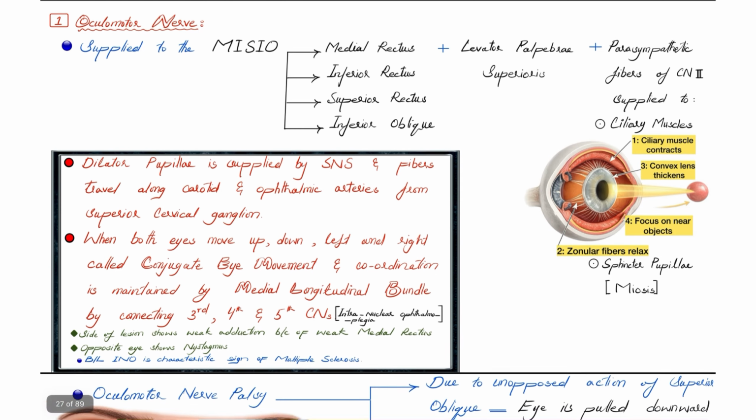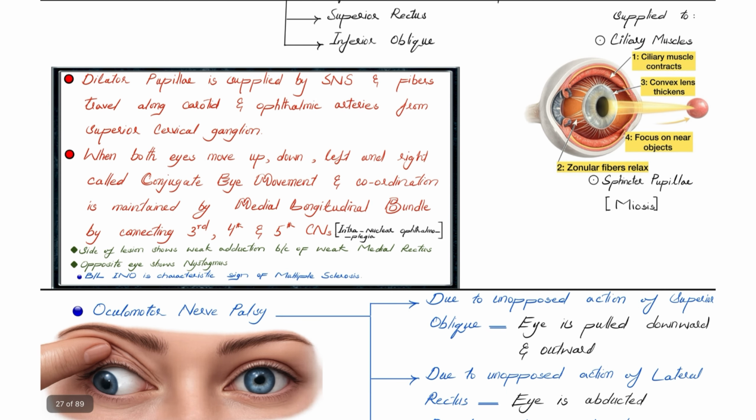Now, since we know that the sphincter pupillae is innervated by the parasympathetic fibers of the oculomotor nerve, the dilator pupillae is supplied by the sympathetic nervous system, and these fibers arise from the superior cervical ganglion and travel along the carotid and ophthalmic arteries. You should also know that when both eyes move together, up, down, left and right, this is called conjugate eye movement, and this coordination is maintained by the medial longitudinal fasciculus. This medial longitudinal fasciculus connects the third, fourth and sixth cranial nerves together.